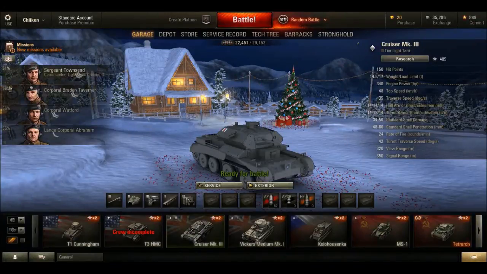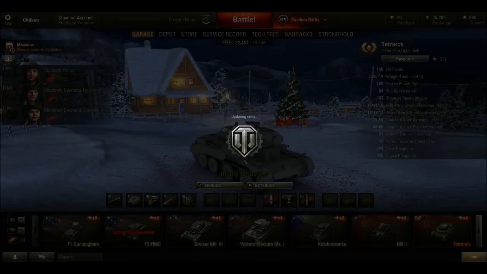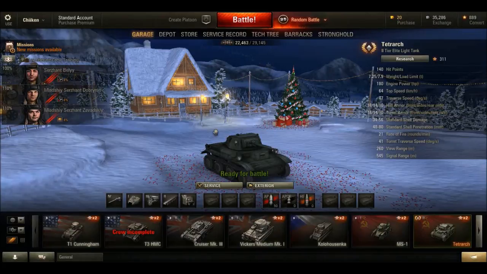This is World of Tanks, and we have the Tetrarch, which we are going to have to use to finish the mission. So yeah, hold on. We need to do two battles with the Tetrarch, so we need to remember to do another battle after this one with the Tetrarch.